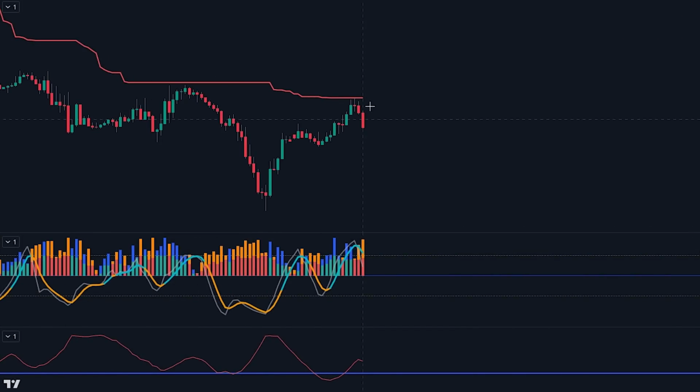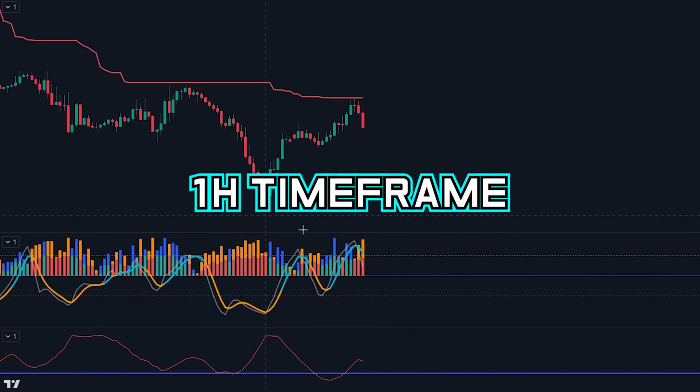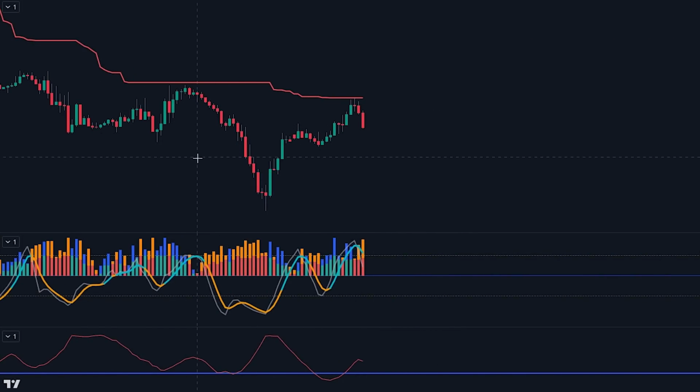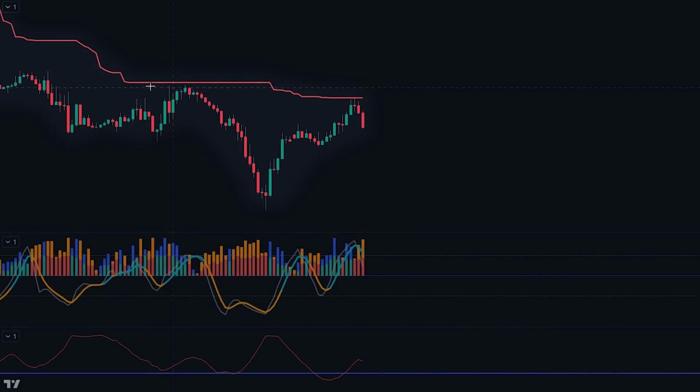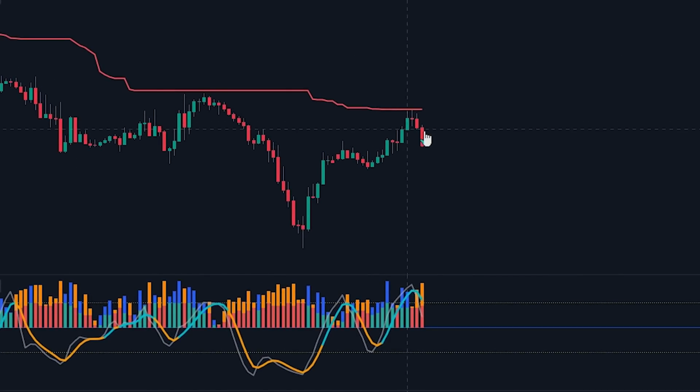In this case, we are looking at GBP/USD on the 1-hour time frame. We can see that the price is in a downtrend. We know this due to the Pivot Point Supertrend indicator being red, indicating a bearish trend. If we take a look at the price action, we can also see that a trend line can be drawn here, due to the price pulling back and retesting it multiple times.